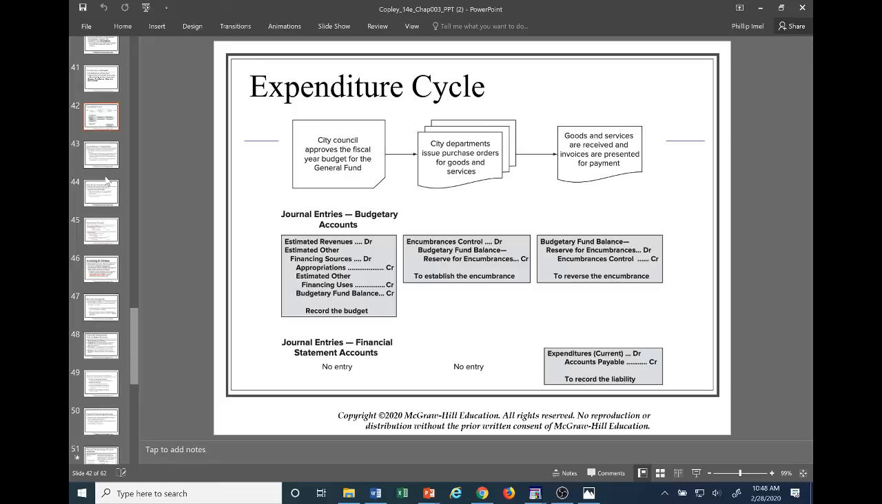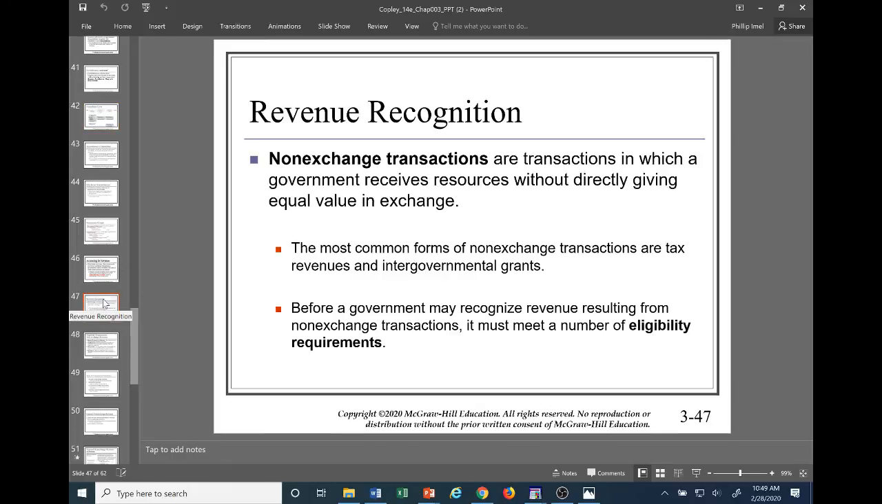City department issues purchase orders for goods and services. So now we've actually issued it. Once again, there's no entry in the financial statement accounts. It's just a budgetary account here. So we've encumbered it, debited the encumbrance, credited the fund balance for it. Goods and services received, we unencumber it, set up the liability, and then we'll ultimately pay it. So we've got the expenditure cycle down.